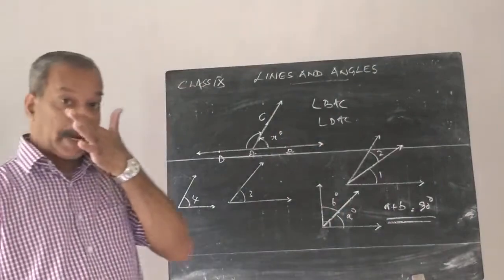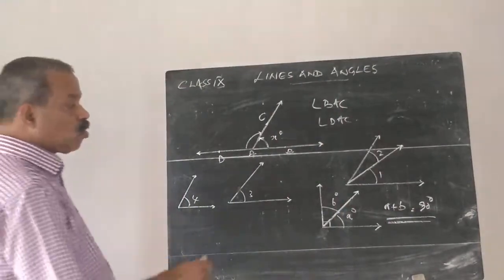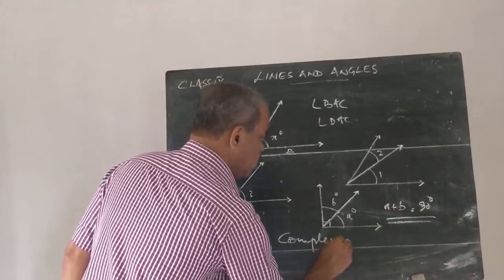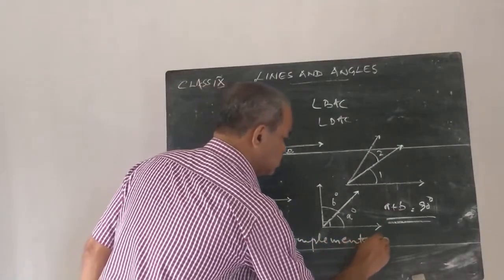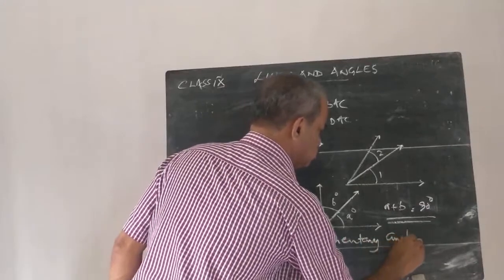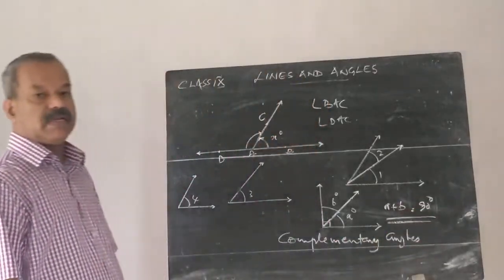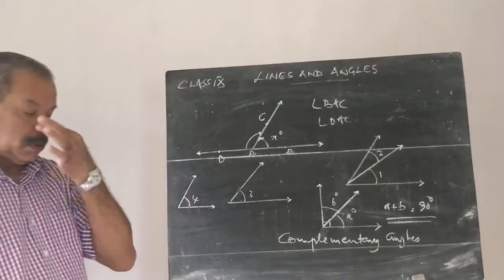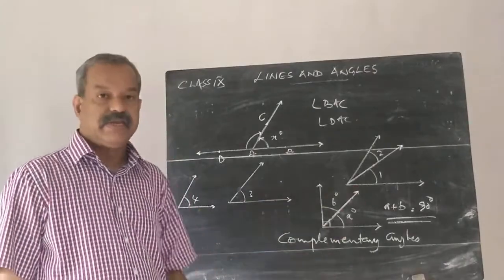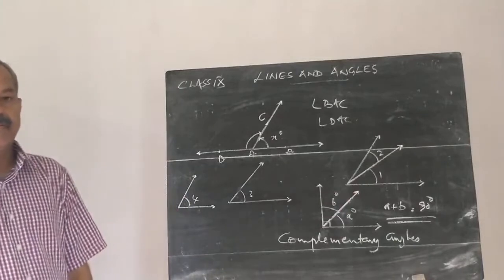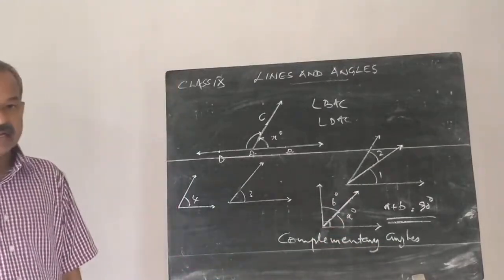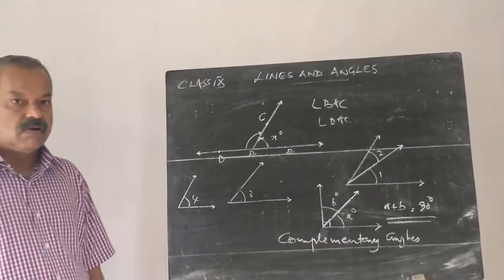Such adjacent angles are called complementary angles. Now, what are complementary angles? If two adjacent angles have their sum 90 degrees, then they are called complementary angles.